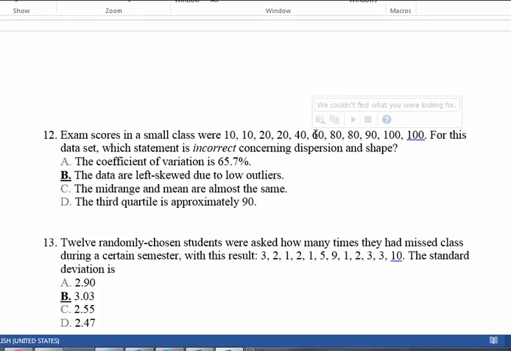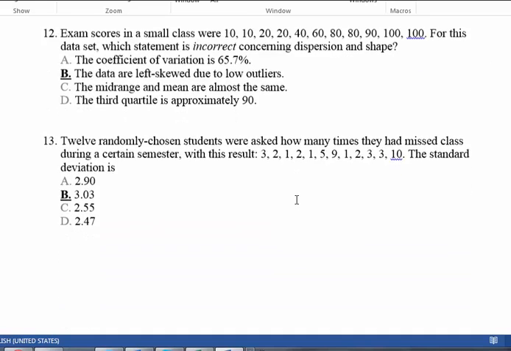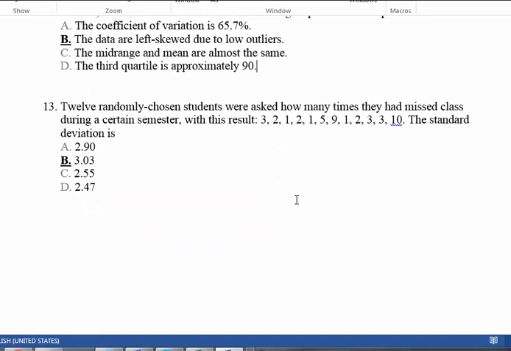You can see they will have more values scored to the left, to the lower side, left side. Therefore, we say it's left skewed. And the coefficient of correlation is 65%. You can calculate that. You find that not to be the case. And the mid-range and mean are almost the same. That's not true either. The third quartile is approximately 90. That is true also. Okay. That's number 12. Number 13.